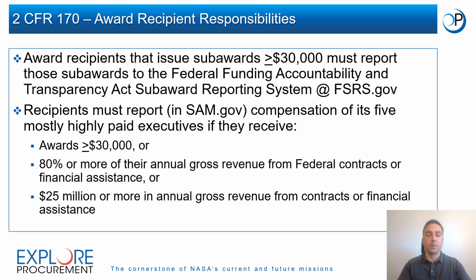Second, recipients must report the compensation of each of its 5 most highly paid executives if the recipients receive: 1. Awards that are equal to or greater than $30,000, 2. 80% or more of their annual gross revenue comes from federal contracts or financial assistance, or 3. They receive $25 million or more in annual gross revenue from contracts or financial assistance.